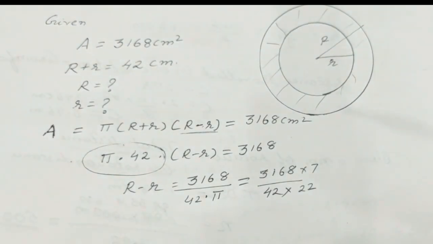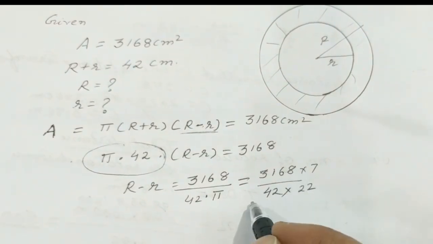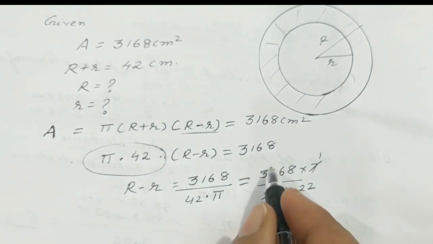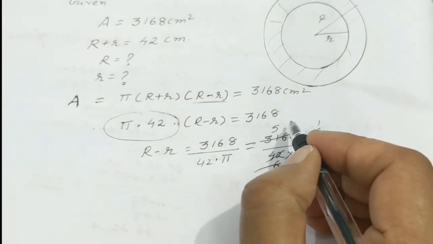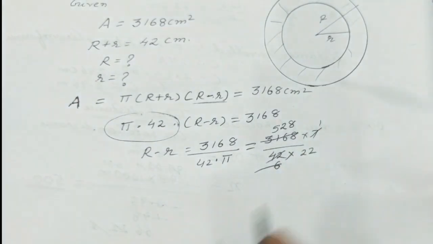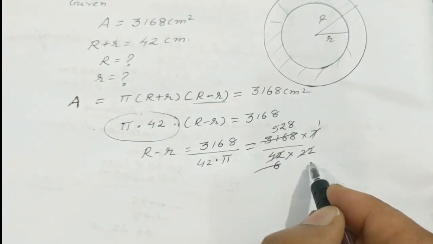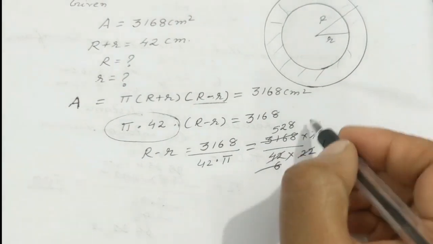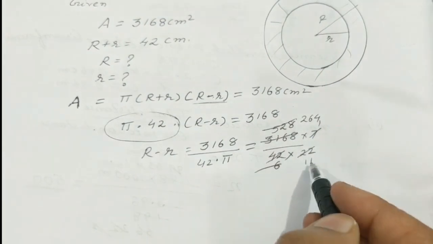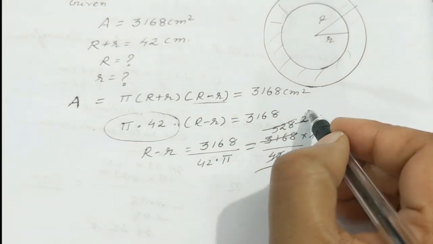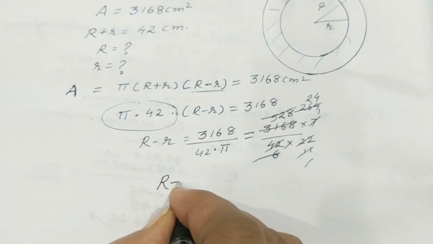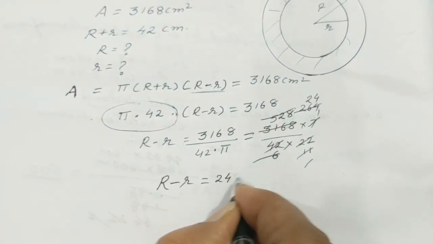Let's try to simplify. Let us cancel these two by 7. 7 1s are 7, 6 times. Now divide this by 6. 6 5s are 30, 6 2s are 12 and 6 8s are 48. Now divide these by 2. 2 how many times? 11 times. It will go how many times? 2 6s are 12, 2 4s are 8. Now divide again by 11. 11 1s are 11, 11 2s are 22 and 11 4s are 44. So hence the difference of the radii is 24 centimeter.